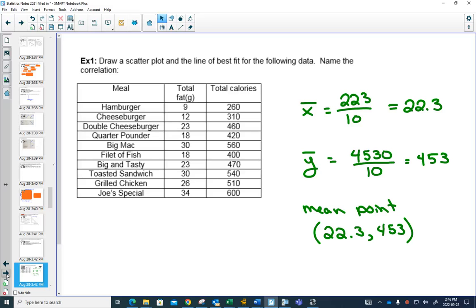So here's an example. Hope this doesn't make you too hungry. Bunch of different sandwiches from different fast food places. Total grams of fat and total calories. Is there a relationship between how much fat was in the sandwich and how many calories were in the sandwich? So you could add up all of the x values and divide by how many you had, add up all of the y values and divide by how many you have, and you would get the average of the x values, average of the y values, so we could say that our mean point is 22.3, 453.